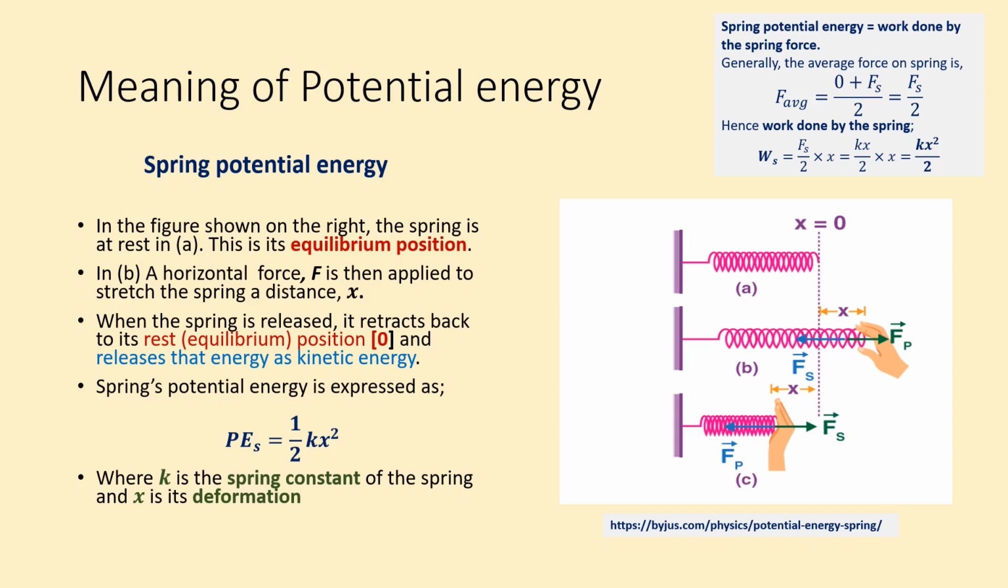So we can summarize that the force of the spring is generally the average between that 0 value and that maximum value. That's why we're calling it Fs over 2 on the top right hand corner. If we apply the work done formula, work is force times distance. Our force is Fs over 2, our average value, and then you multiply that by the distance of stretching, which is our x. So we are stretching it away from equilibrium by the distance x.